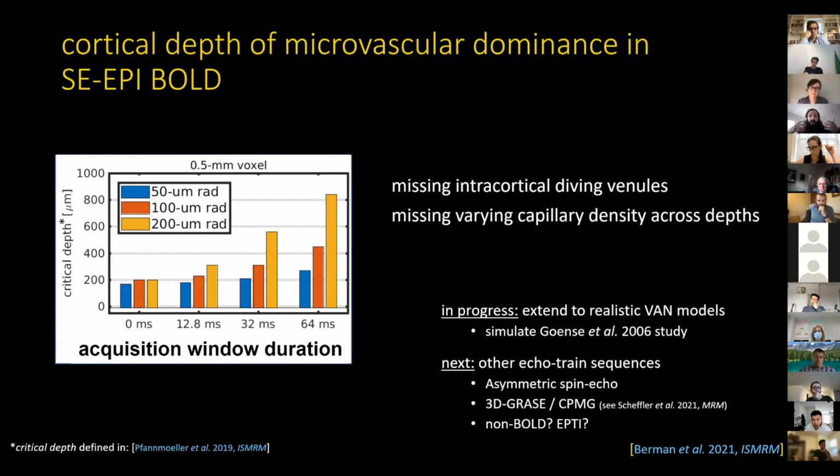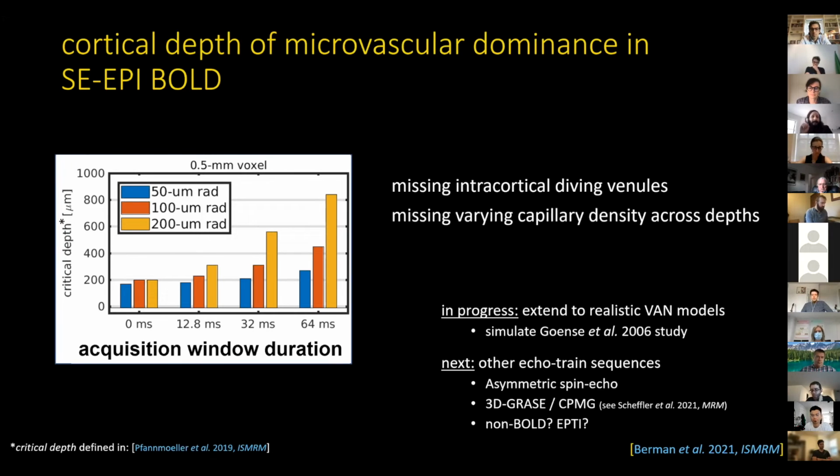We can calculate this as a function of the spin echo EPI acquisition window, or echo train length, and as a function of the presumed size of this pial vessel. The simulation showed that the microvascular dominance occurs at a depth of about 800 microns, assuming a large 200 micron pial vessel for the longest acquisition time simulated, and this depth becomes steadily smaller with shortened acquisition times as the influence of these large pial vessels was reduced. Note that the simplified model is missing a lot of features, so this exact value may change as more realism is introduced, and we're currently incorporating these image encoding gradients into our VAN simulation framework.